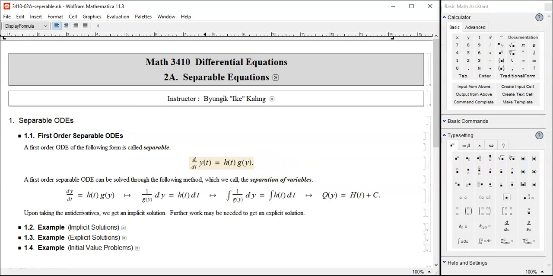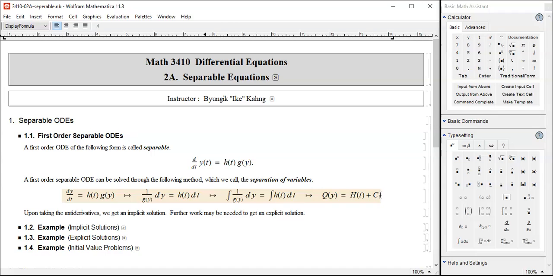Here's a typical form of separable equation. The t part and y part are completely separated like this. And then what do we do? Divide everything by g of y so that we have only y's on the left-hand side and t's on the right-hand side. And then we take the antiderivatives, and what do we have? We have an implicit solution.